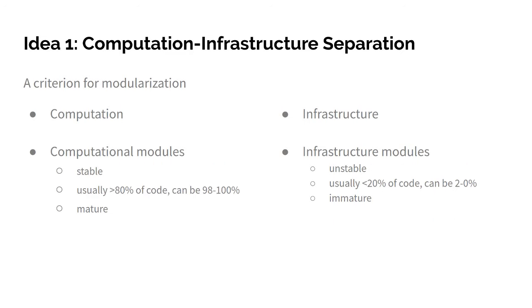So, the computational modules are stable. They are usually more than 80% of the code of a software product, but it can be as high as 98 to 100% of a module. And computational modules are very often mature. Now, if you look at the infrastructure modules, they are usually unstable. They are usually less than 20% of the code and can be as low as 2 to 0%. And they are usually immature in the technology that I've used.